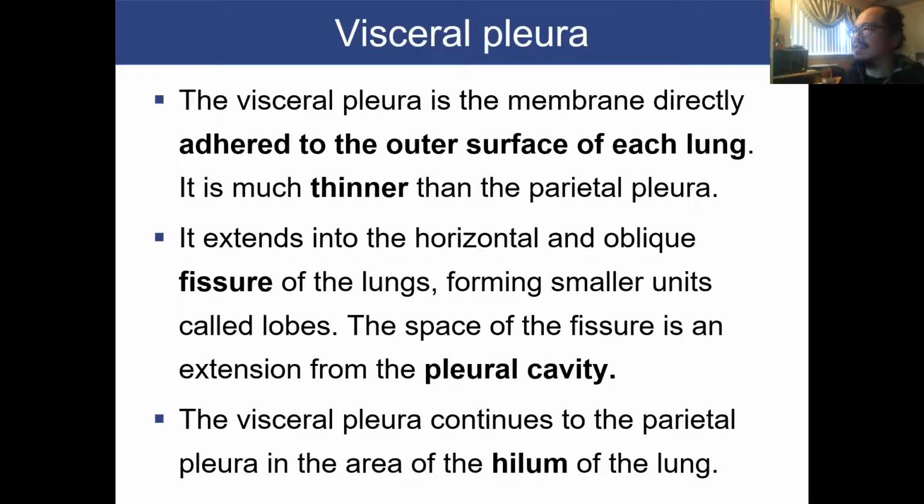I think this one is continuous. Visceral pleura is directly attached to the lung, thinner, and the feature is formed by the visceral pleura, and this visceral pleura continues with parietal pleura in the area of hilum. So I think this is just a repeated slide from the previous one. All right, so that's that.